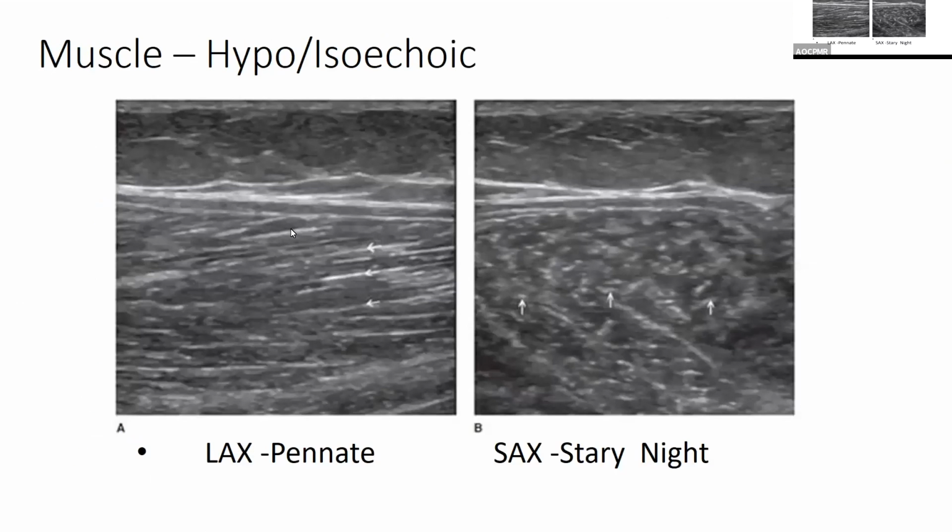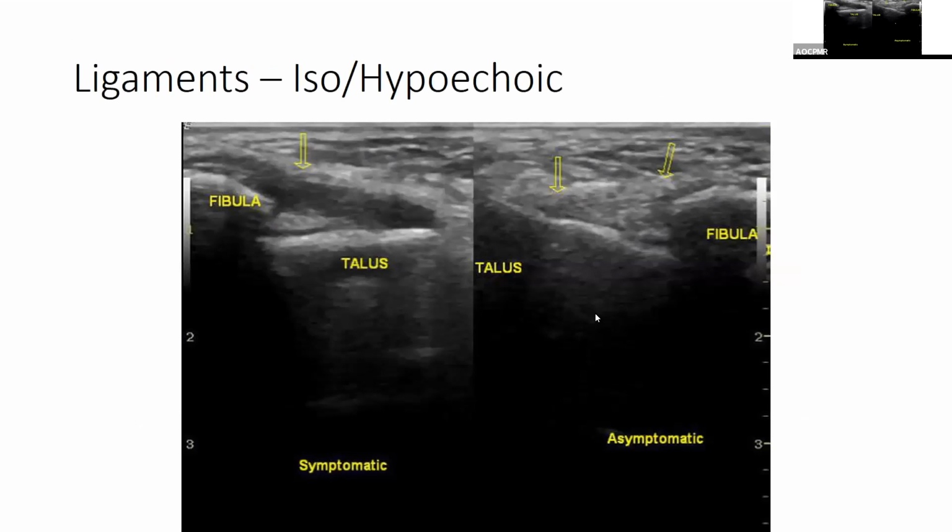Muscles tend to be more isoechoic to hypoechoic. These bright lines you see here, these are striations. These are part of these tiny little tendon slips that will eventually become the bigger tendon slip. This is of a gastroc. And in short axis, you have this quote-unquote starry night appearance.